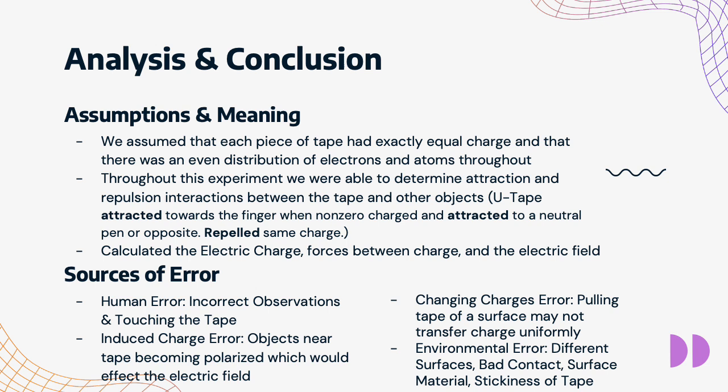A little bit about sources of error I found. First, human error. This could have been incorrect observations or touching the tape. We have the induced charge error. Objects near the tape would become polarized, which may have affected the electric field. It may not have, but it could have. There's a changing charges error. Pulling tape off a surface may not transfer charge uniformly. And finally, the environmental error: different surfaces, bad contact, the surface material, and even the stickiness of the tape could all have been sources of error.